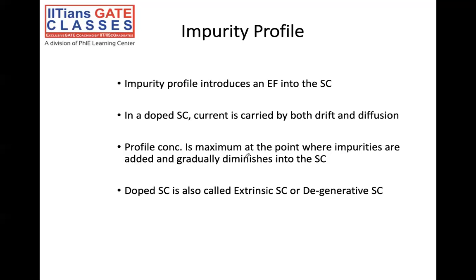Profile concentration is maximum at the point where impurities are added and gradually diminishes into the semiconductor. It is like this. If the profile is added here, then it will be maximum at this place, and it is gradually decreasing like this into the semiconductor. At some point, it will be zero. So it is like this. Doped semiconductor is also called extrinsic semiconductor or degenerative semiconductor. These are the other names of doped semiconductor. Okay.